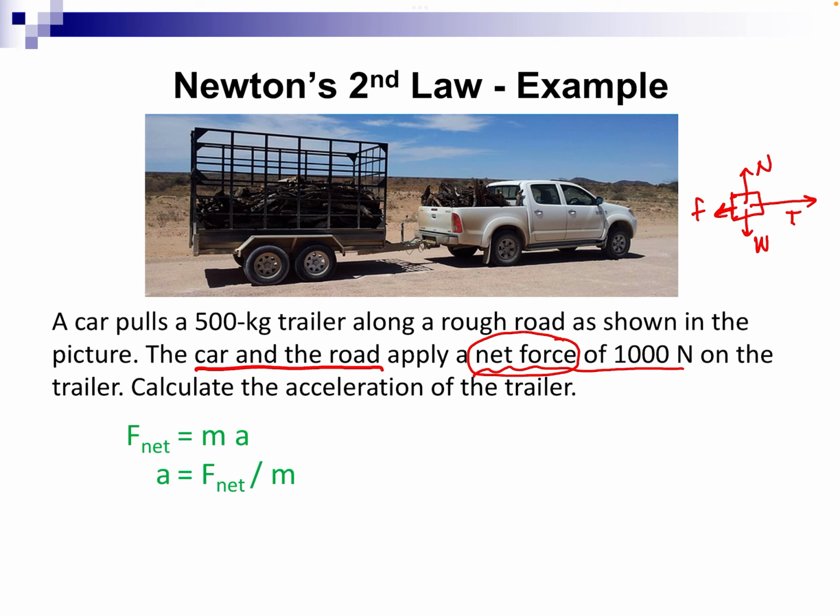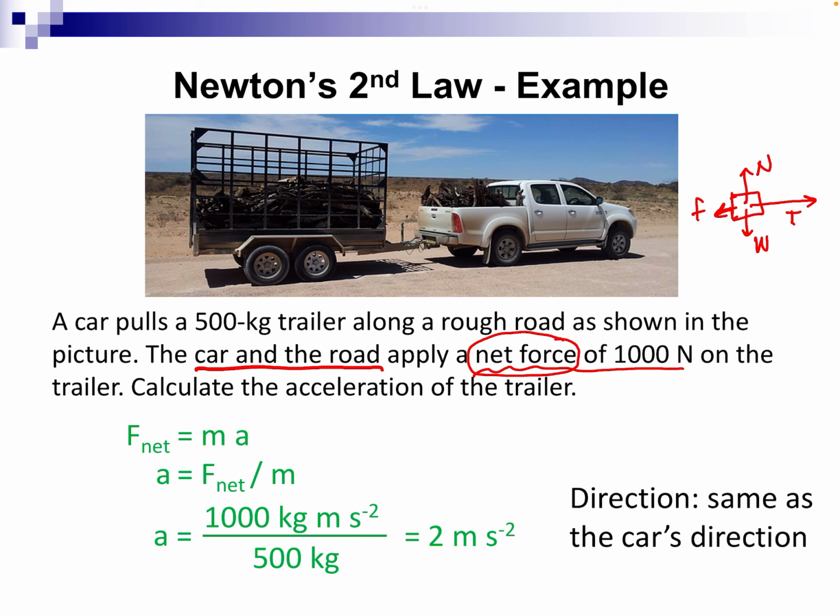We rearrange that to isolate acceleration. The net force is given as 1,000 newtons, and the mass of the trailer is 500 kilograms. Therefore, the trailer will move with an acceleration of 2 meters per second squared. Okay, in which direction? It will be in the direction of the pull, the same direction as the car, because it's the car that's pulling the trailer.